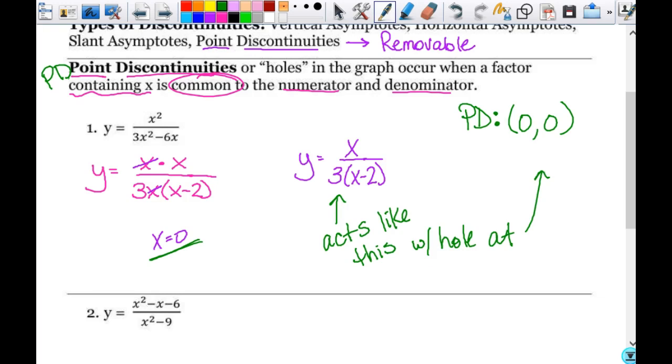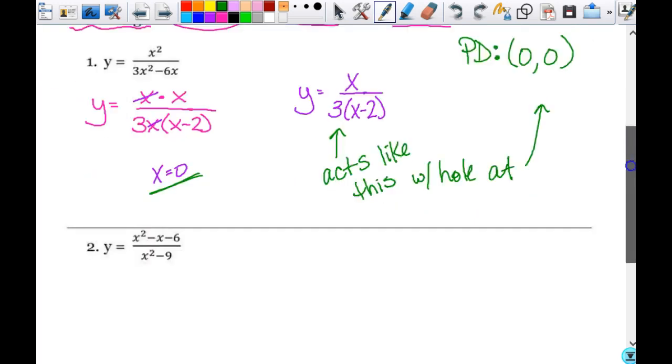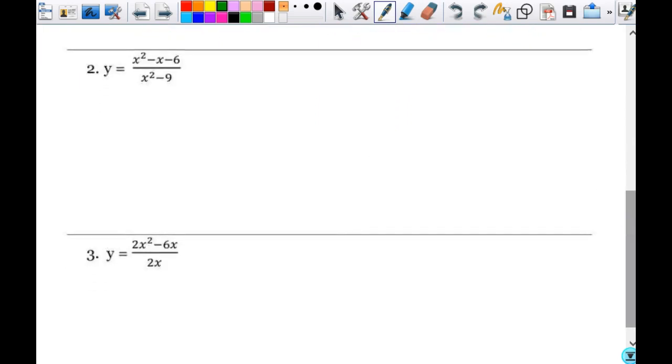We all good? Questions? Sound familiar? Yes? All right. So now let's look at number 2. Go ahead and on number 2, factor the numerator and the denominator. Factor them both. That's the only way you're going to be able to see stuff.